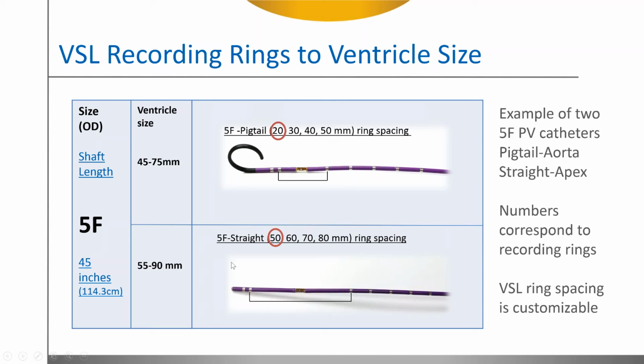Below, there's a straight tip PV starting at 50 millimeters recording ring spacing. It would fit through an apical stab, for example, into ventricles of 55 to 90 millimeters long. VSL ring spacing is customizable. Please contact our team. We will work with you while helping you to select the correct size.